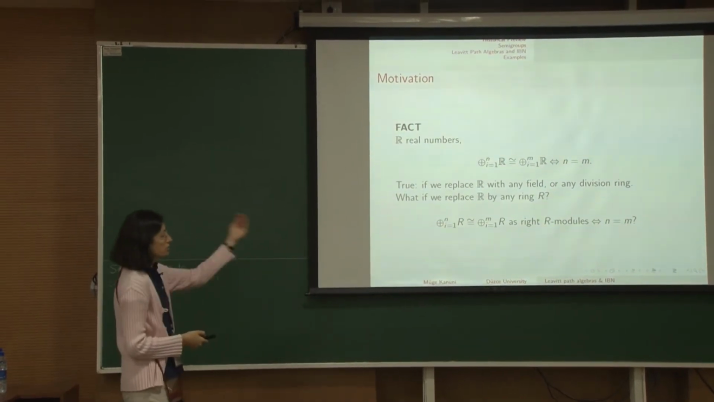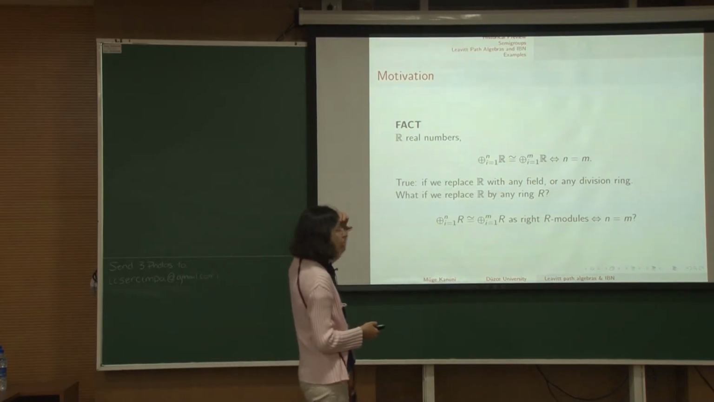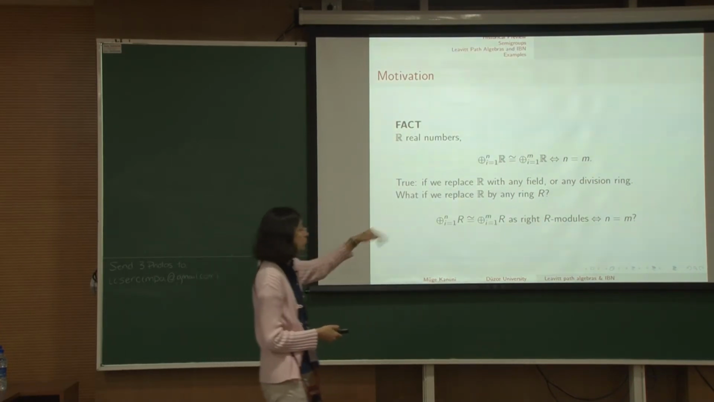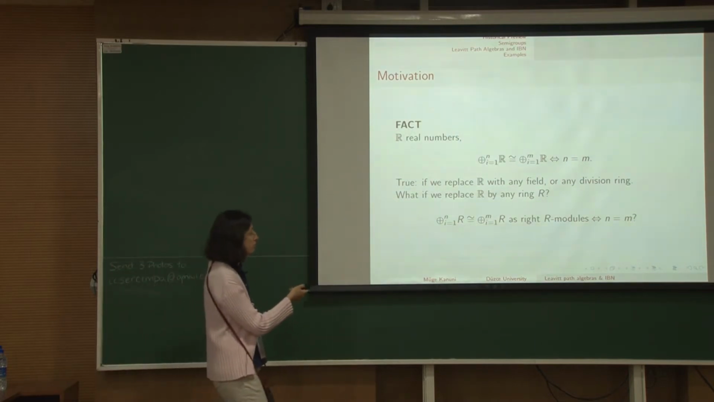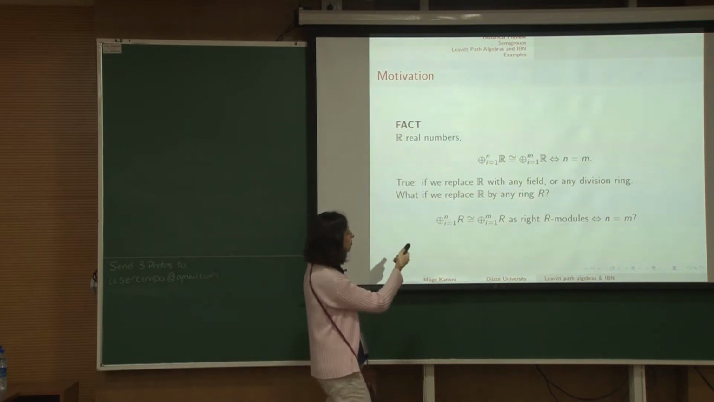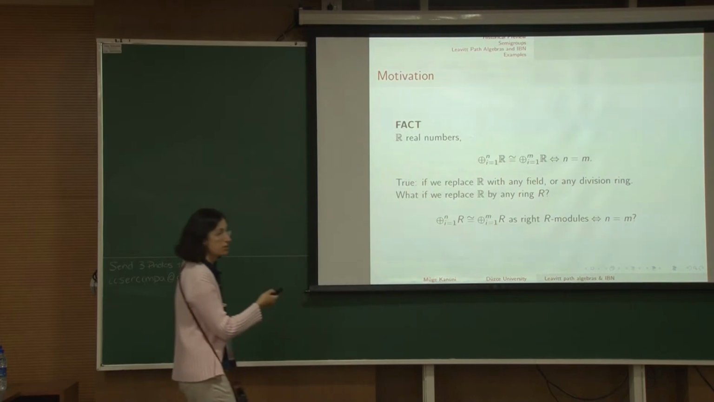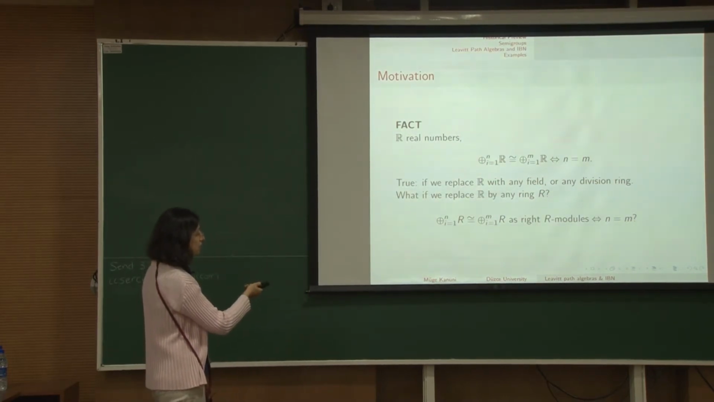for any real number, if you have n copies of R isomorphic to m copies of R, that's going to be isomorphic as long as n and m are exactly the same, and we can replace R with any field or any division ring, as we know from the vector space basis. Can we replace this with any ring?